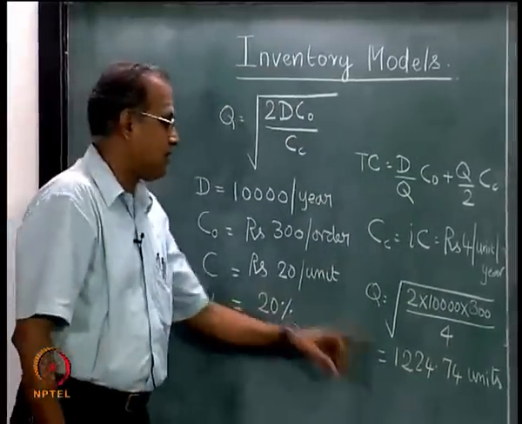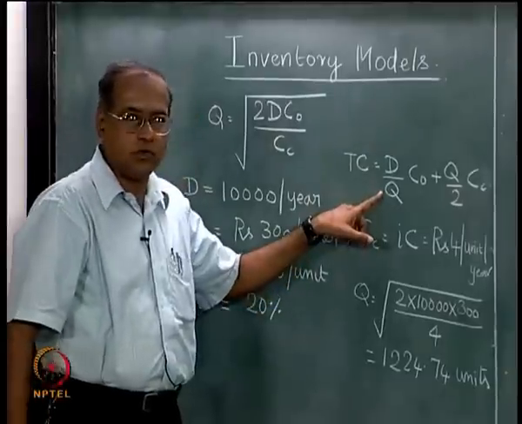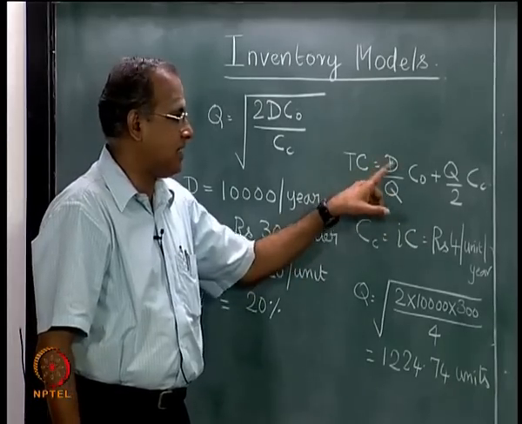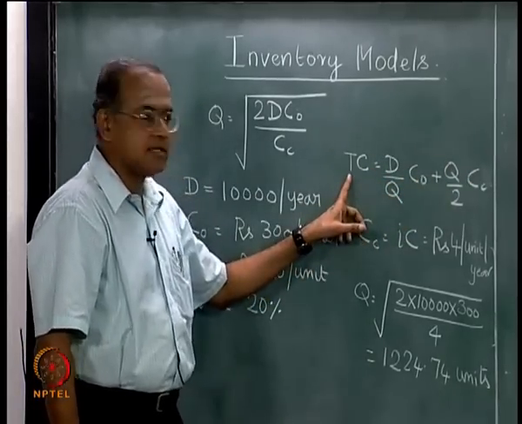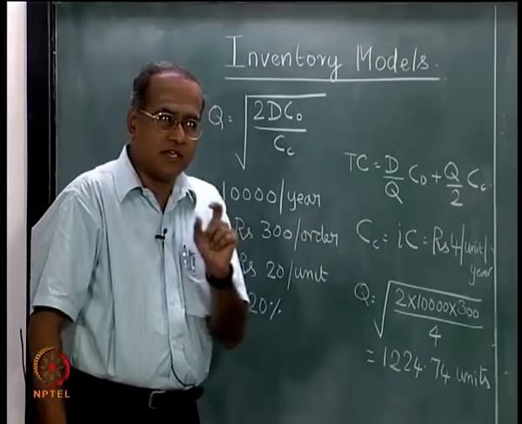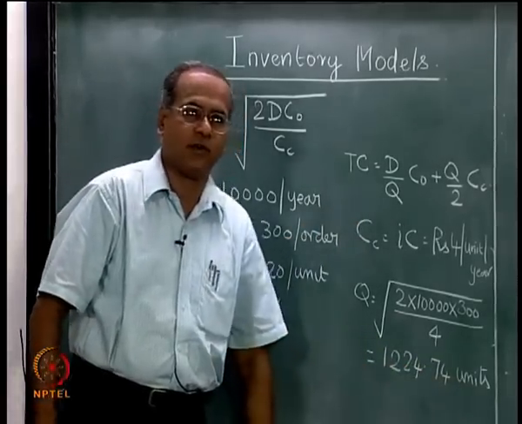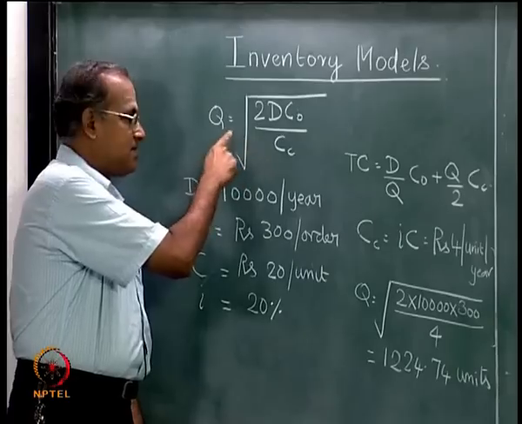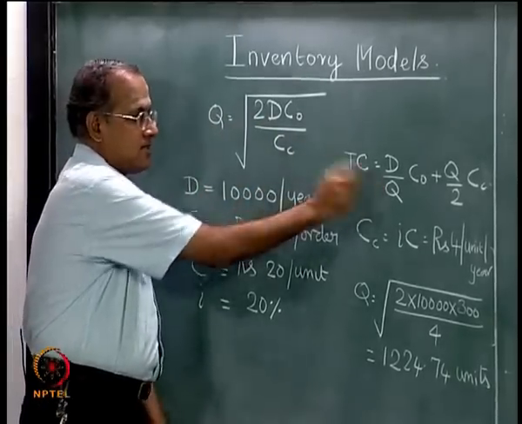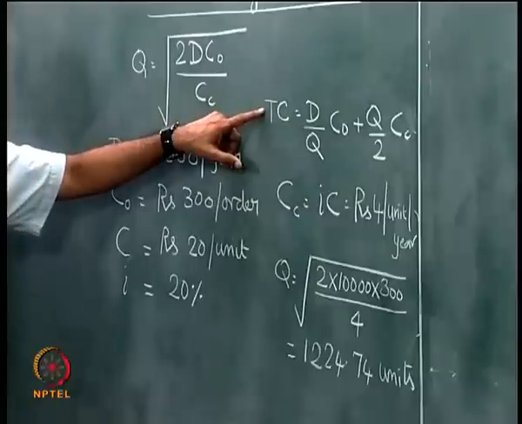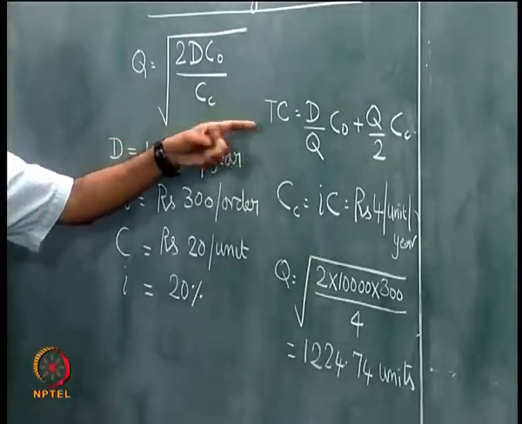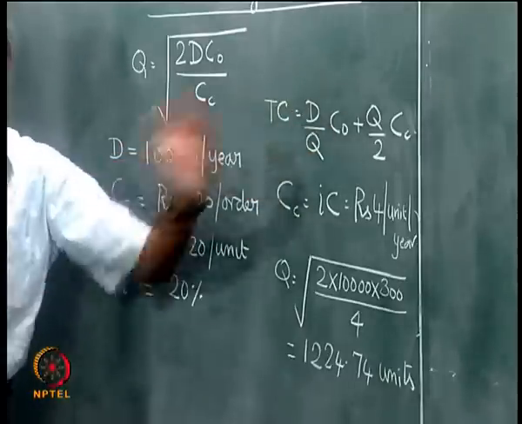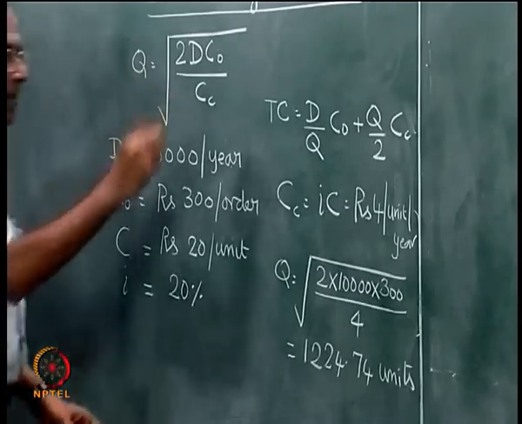So we need to substitute Q equal to 1224.74 into this, in addition to D, C0 and Cc, to get this total cost. Now instead of substituting 1224.74, let us try and substitute the value of the economic order quantity, this equation for Q, into this and compute this total cost as a function that does not directly use Q. Let us compute this in terms of D, C0 and Cc. So let us go back and substitute.